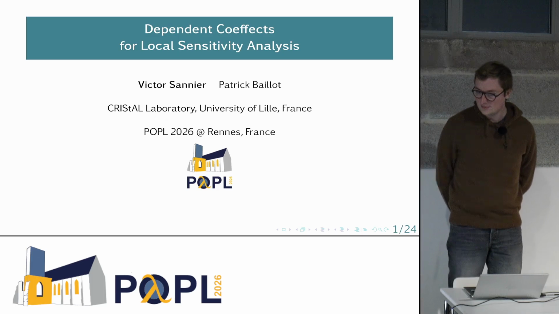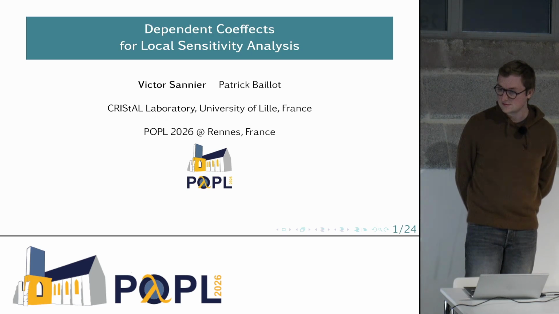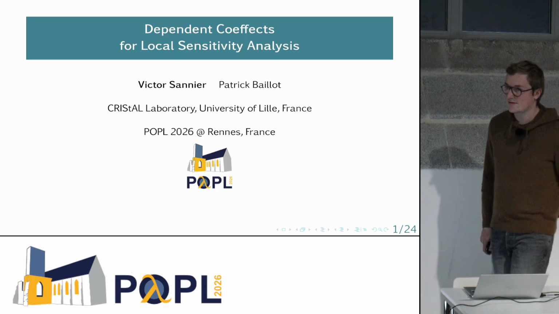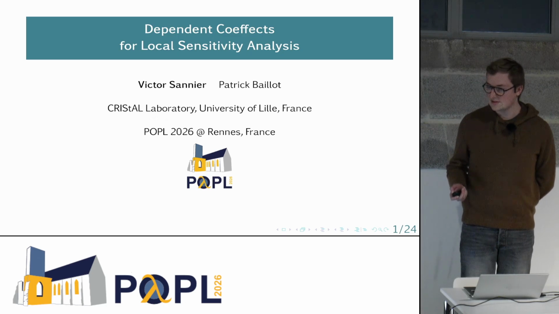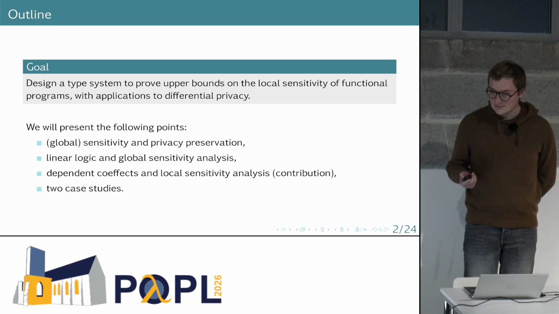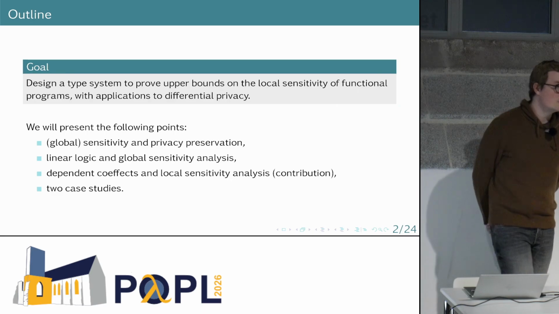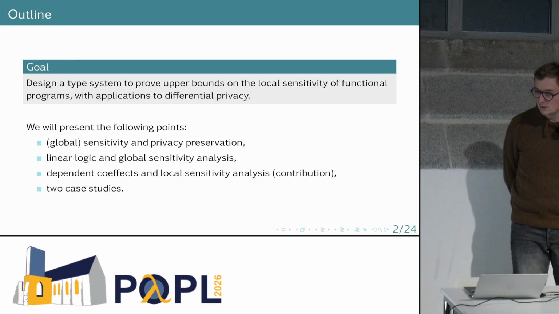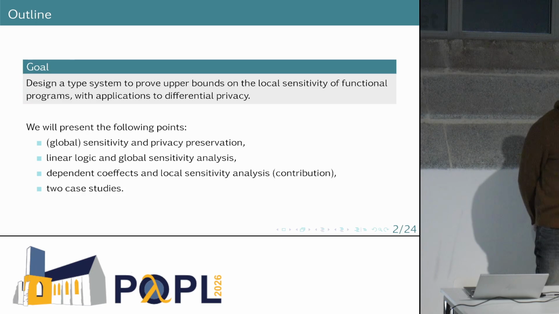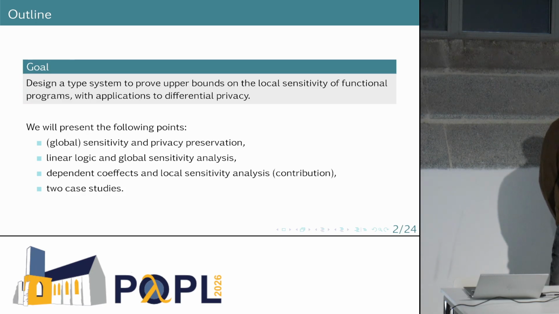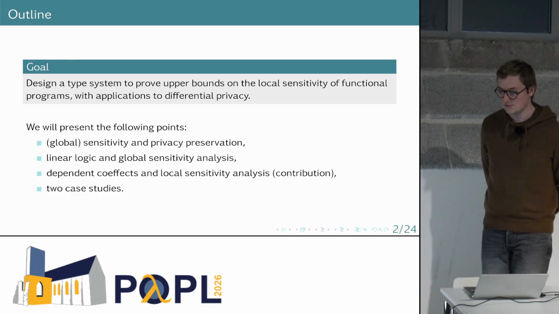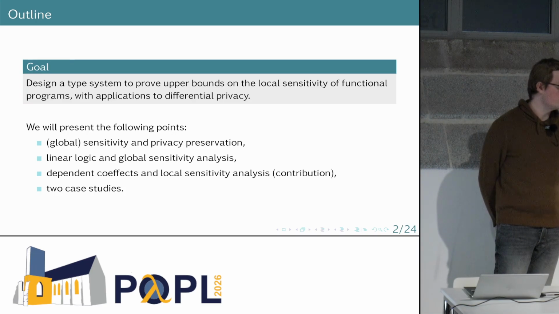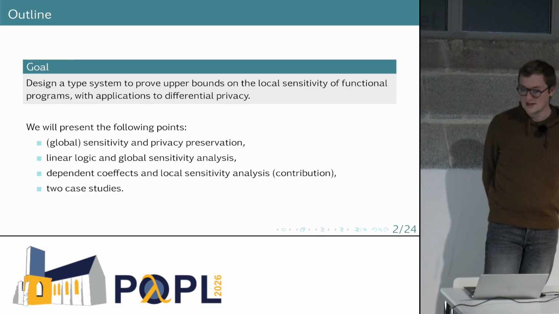So I'm going to talk about a notion we have introduced, which is dependent coeffect, in the context of local sensitivity analysis with applications to differential privacy protection. I am first going to talk a bit about global sensitivity and why it is useful in the context of differential privacy, before moving on to some type systems that have been introduced to analyze sensitivity and the links it has with linear logic. And then we will move to dependent coeffects, which are our main contribution, before giving a few case studies.